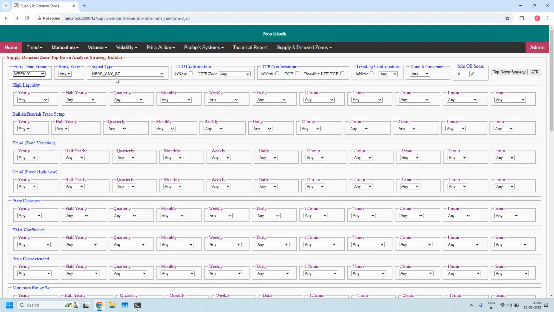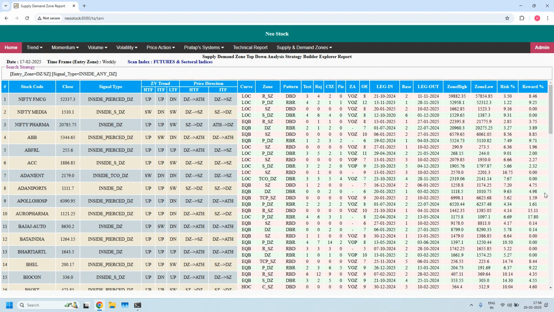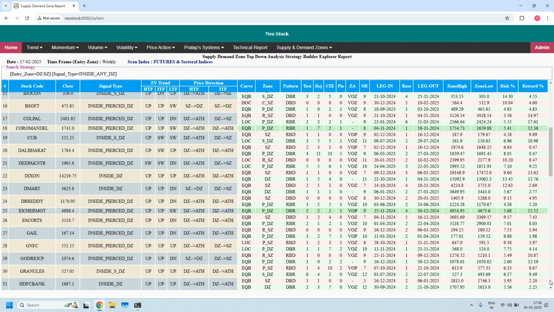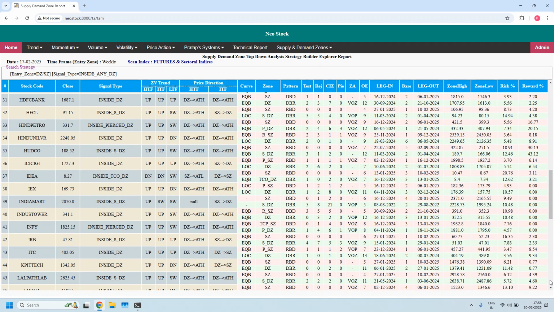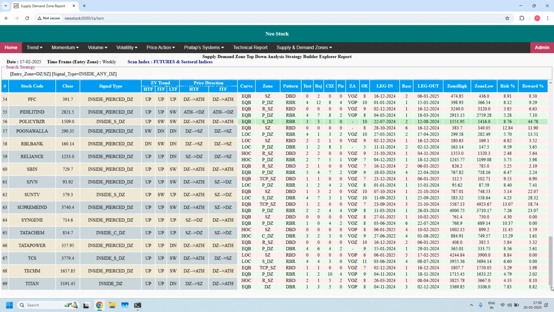Next, weekly time frame, price closed inside the weekly demand zone. We got 69 stocks. Let me scroll the list down quickly for reference purposes. Later we will further filter with EMA Confluence. I'm scrolling the list down. Total 69 stocks. We can further filter this list based on weekly demand zone having weekly EMA Confluence.